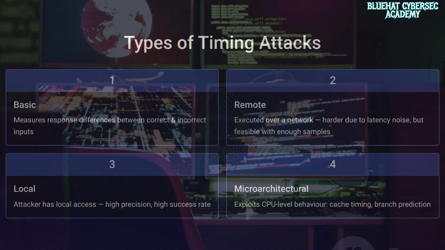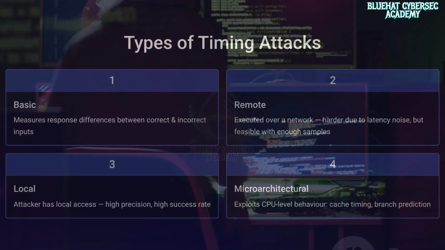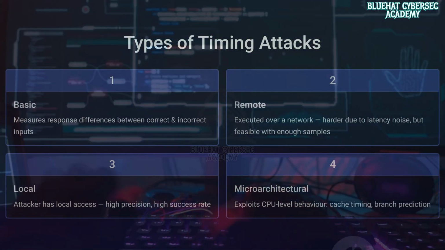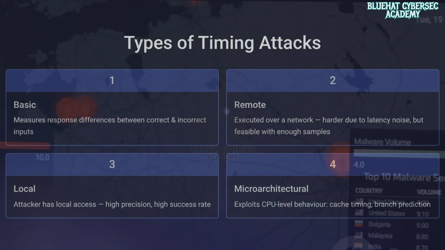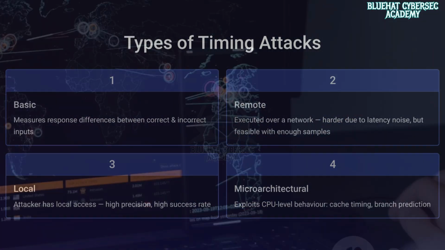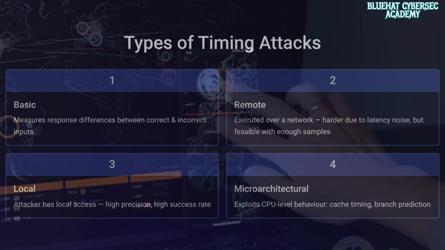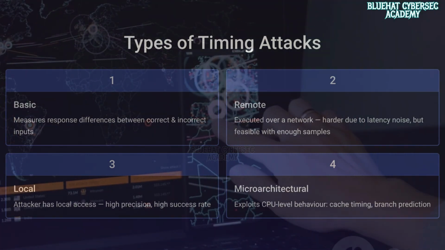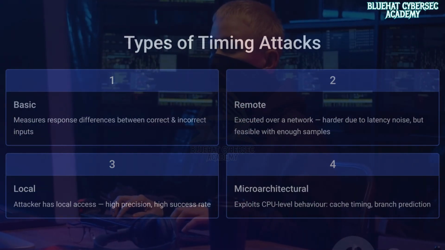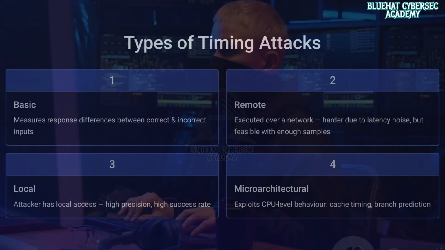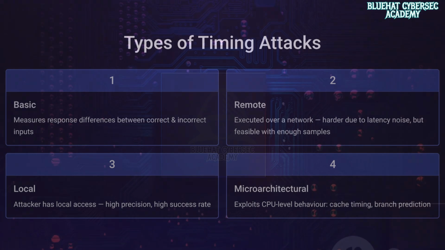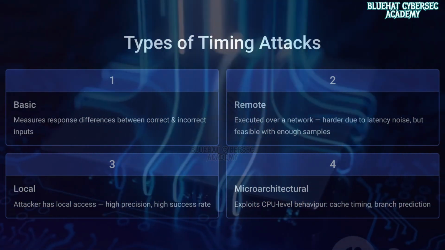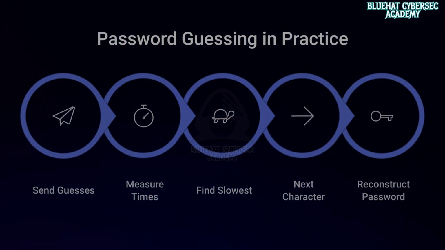All right, now let's go a bit deeper and look at different types of timing attacks. The most basic one simply measures response differences between correct and incorrect inputs. Then, you have remote timing attacks executed over a network. These are harder because of latency noise, but they're still possible with enough samples. Local timing attacks are much more precise because the attacker has local access, which means better accuracy and, honestly, higher success rates. And then there are advanced microarchitectural timing attacks. These exploit CPU-level behavior, like cache timing and branch prediction.